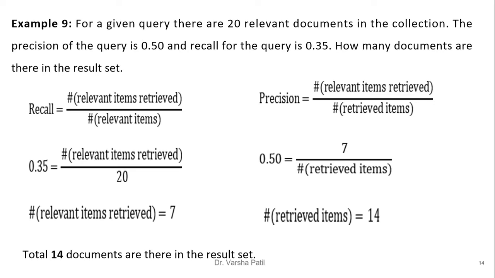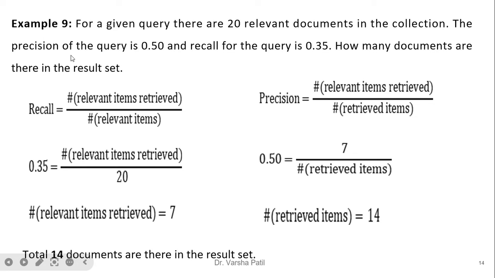Now we will see recall first. Recall is relevant items retrieved divided by total relevant items in the system. The recall score is 0.35, and the total number of relevant documents in the collection is 20. So the denominator for the recall function is 20. So by this formula the relevant items retrieved is 7. Recall is 0.35, total relevant documents are 20, so 0.35 times 20 is equal to 7.